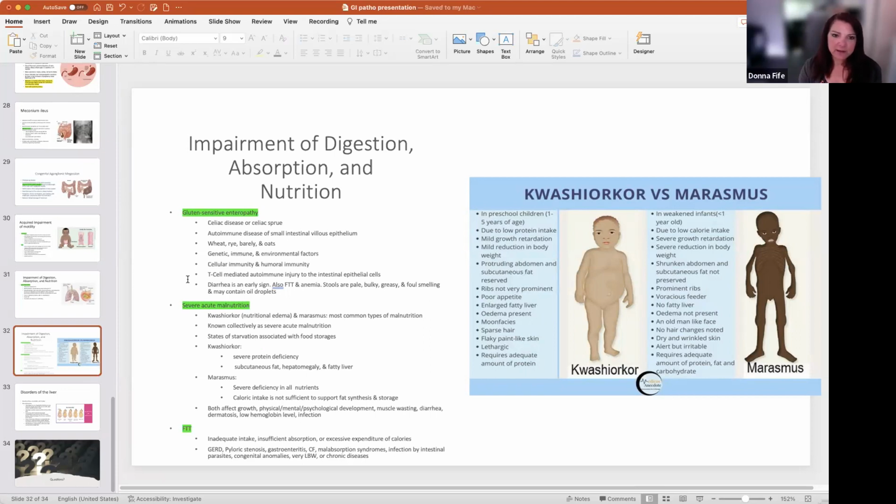Diarrhea is an early sign. Also may have failure to thrive and anemia. The stools may be pale, bulky, greasy, and foul-smelling, and may contain oil droplets.